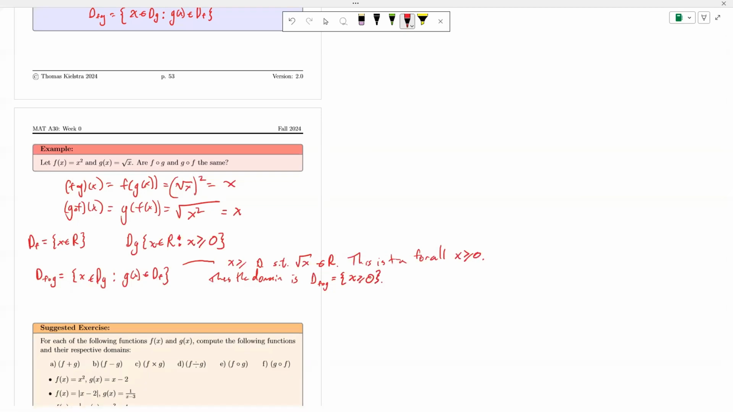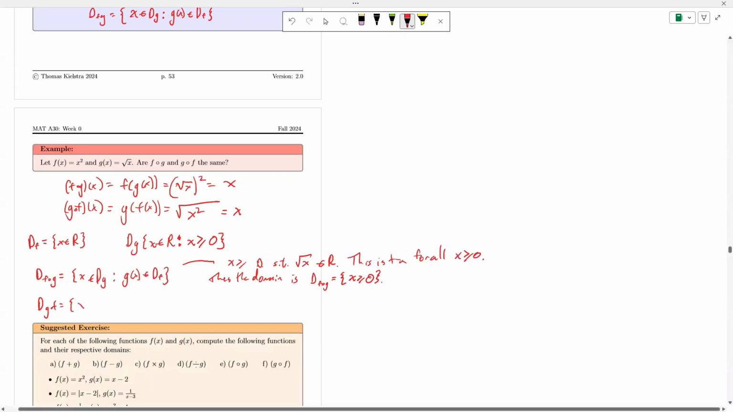That's our domain. But the domain of g of f equals the set x in the domain of f such that f of x is in the domain of g. Well, what is this? This is the set x such that x squared is greater than or equal to 0. This is true for all x in the real numbers. Thus, the domain of g of f is equal to the set x in the reals.